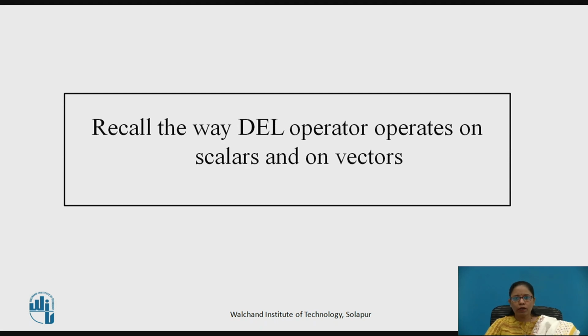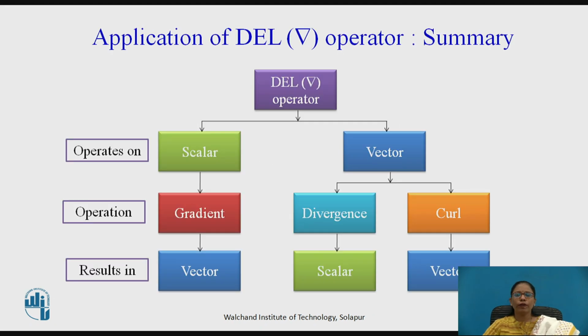Let us recall the del operator on scalars and on vectors. The del operator can operate on a scalar and can operate on a vector. When it operates on a scalar, the operation is called gradient, and the result is a vector. But when it operates on a vector, the operation is called divergence when it is operated with a dot, and the result is a scalar. And when it operates on a vector with a cross, then the operation is called curl and also results in a vector.